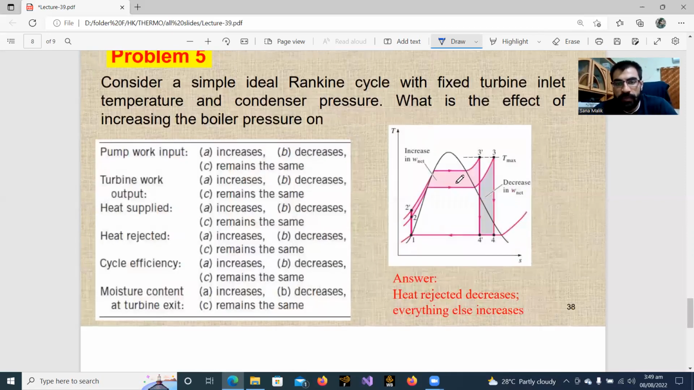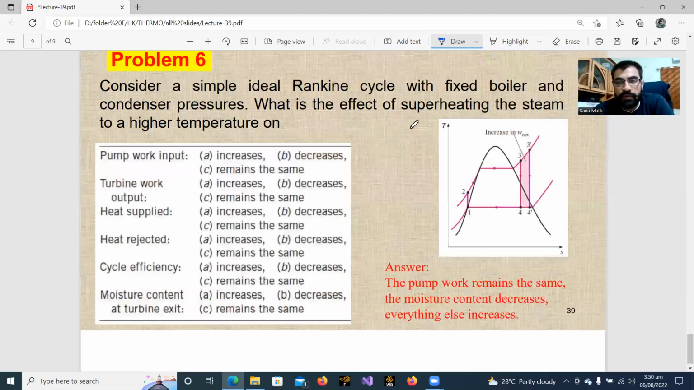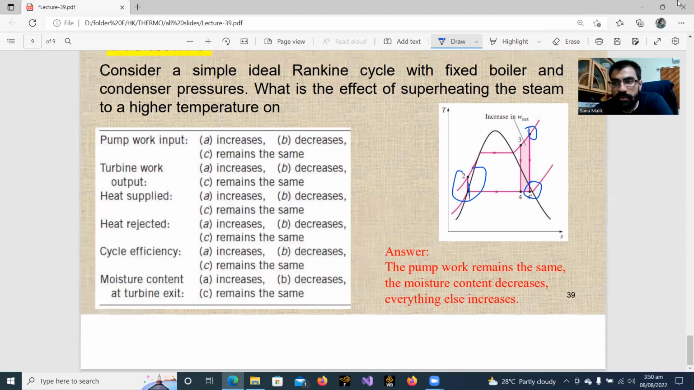Effect of increasing the boiler pressure: heat rejected will decrease, everything else will increase. Work of pump increases, heat supplied increases, turbine work increases, cycle efficiency increases, and moisture content also increases. Effect of superheating the steam: the pump work will be the same, quality will be improved, in other words moisture content decreases, and everything else will increase: efficiency, Q supplied, net work. So this was the end of it.